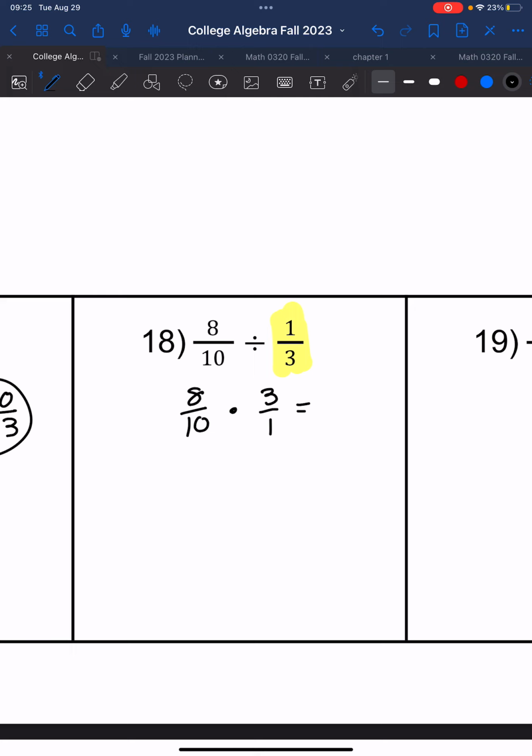So 8 times 3 is 24. 10 times 1 is 10. 24 and 10 are both divisible by 2, and we get 12 over 5, and that is our answer.